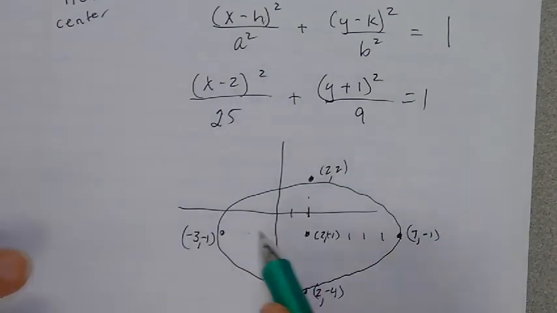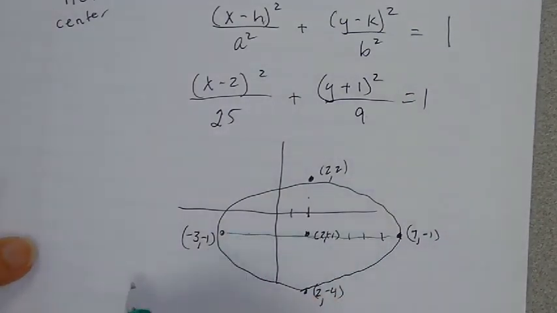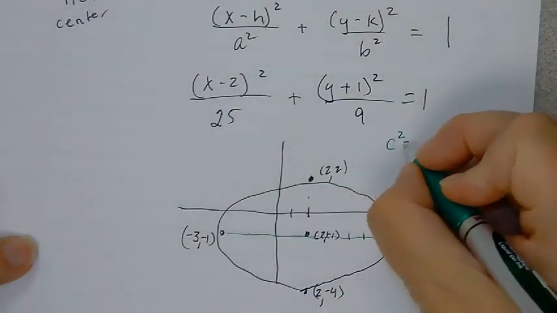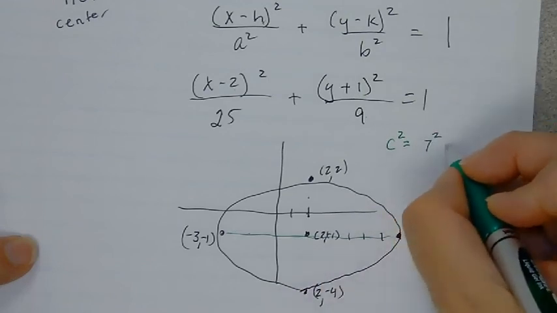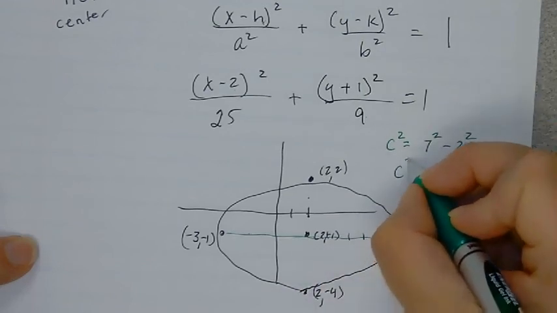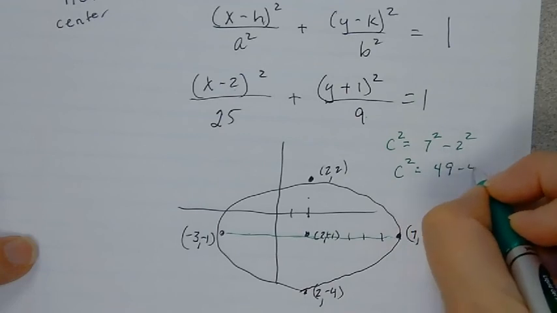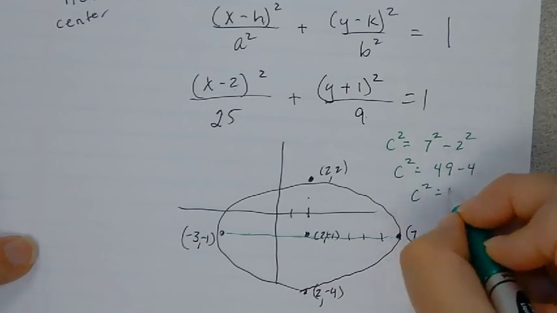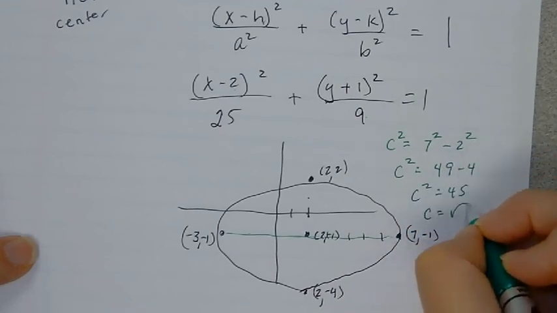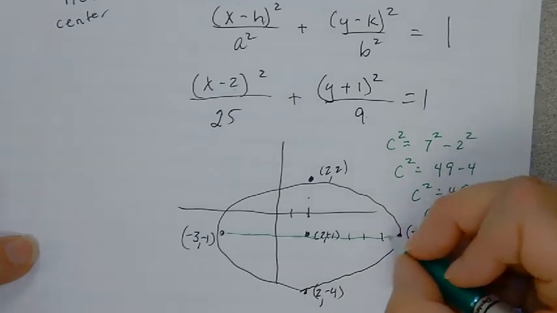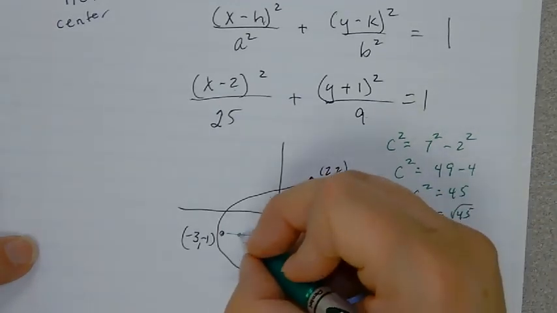Our focus point is going to be somewhere on this axis. So the focus point squared is going to equal 7 squared minus 2 squared. So c squared equals 49 minus 4. So c squared equals 45. So c equals the square root of 45, which is going to be a little bit less than 7. So it'll be somewhere in here.